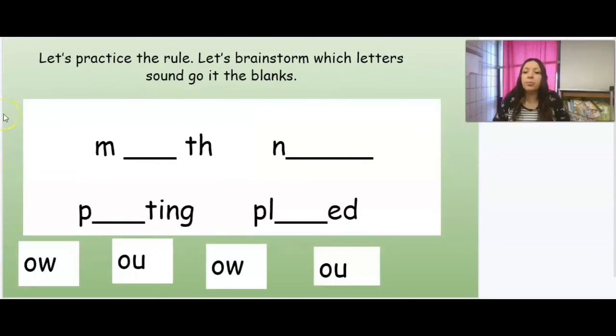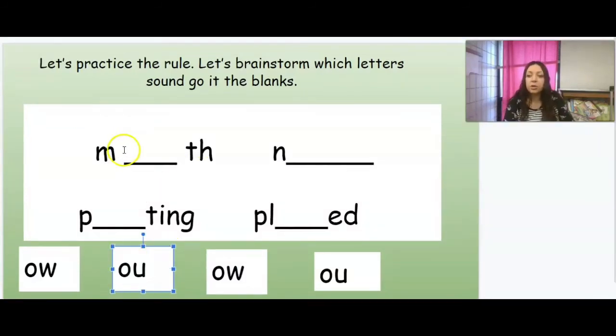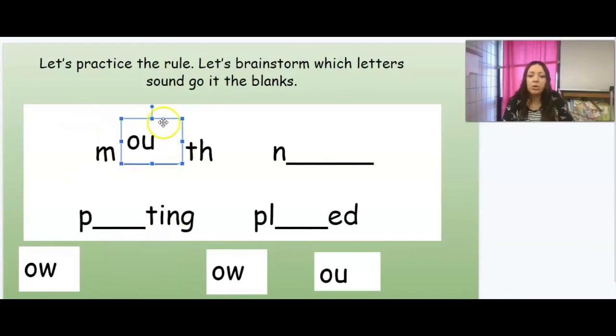All right, so we're going to practice that real quick. Let's brainstorm which letter sounds go in the blank, okay? All right, so let's look at our first one. We're wanting to sound out the word mouth. Okay, and I'm wanting that ow sound in the middle of the word. So do you think I'm going to use the OU or the OW? That's right, I'm going to use the OU to make that word mouth.